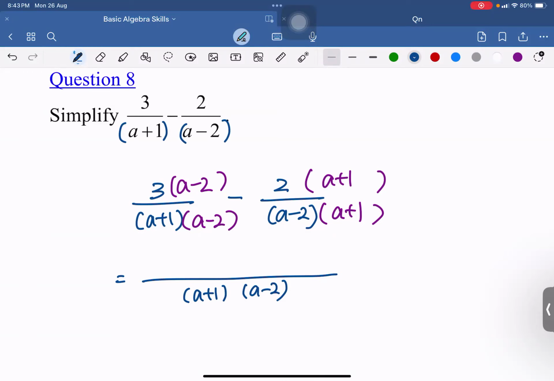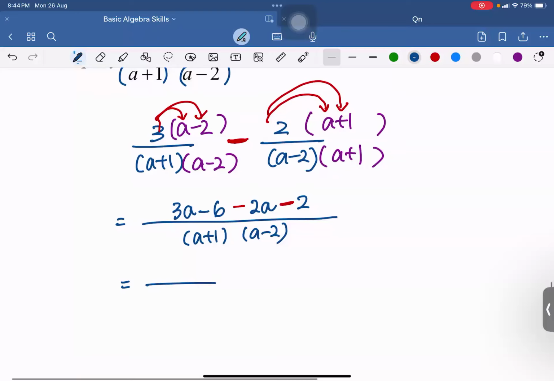Expand very carefully. 3 times a is 3a. Then after that, minus 6. Next one, 2a, sign, minus 2a. And then minus 2. So remember to take note of the sign.